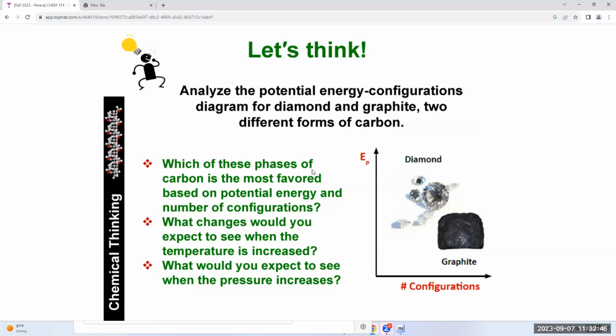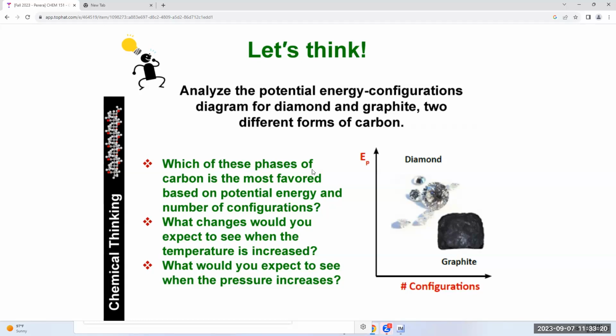And what about the number of configurations? Which state is favored by the number of configurations? Diamond or graphite? Graphite again. Why does number of configurations favor graphite? Anybody? Yeah, Teresa, why? Yeah, no, we don't have the pressure information yet. So number of configurations wise, graphite is favored.